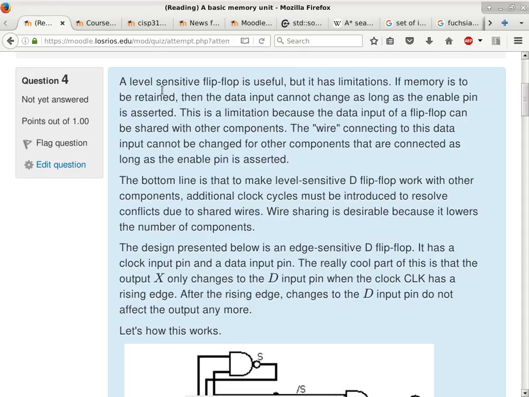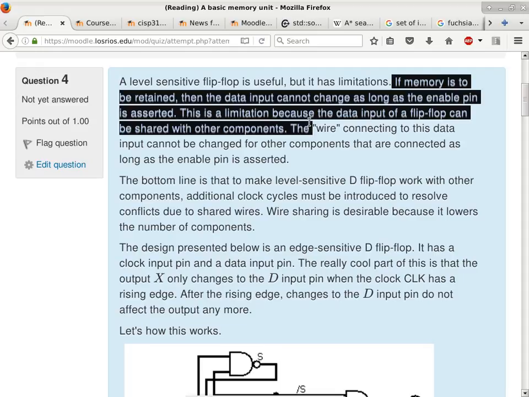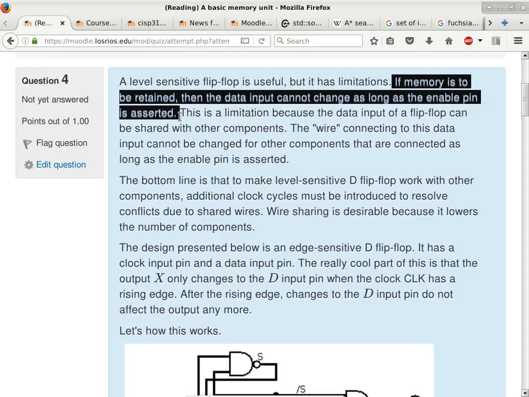So this part is just explaining that the current design we have from the previous slide is a level sensitive flip-flop. It is useful, but it has limitations. If memory is to be retained, then the data input cannot change as long as the enable pin is asserted, because that's the nature of a level sensitive design. This is a limitation because the data input of a flip-flop can be shared with other components. And we'll see later on in the processor, we have a lot of things sharing, quote-unquote, wires. So you don't want things to be level sensitive when they don't have to be.